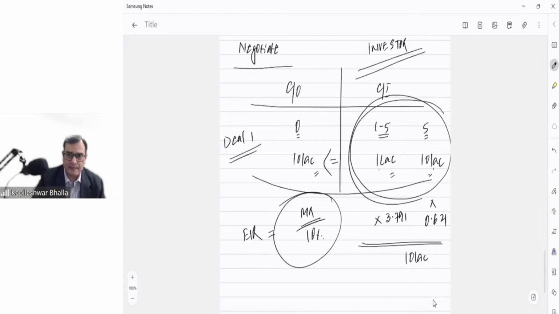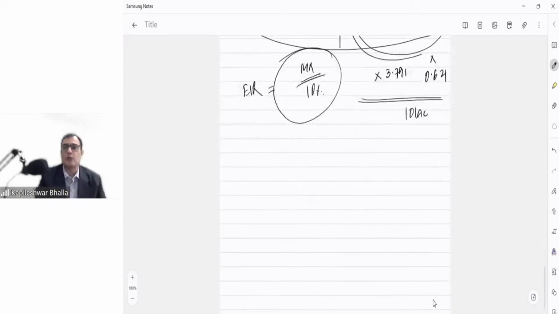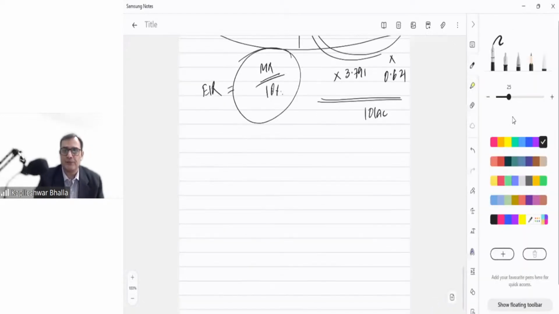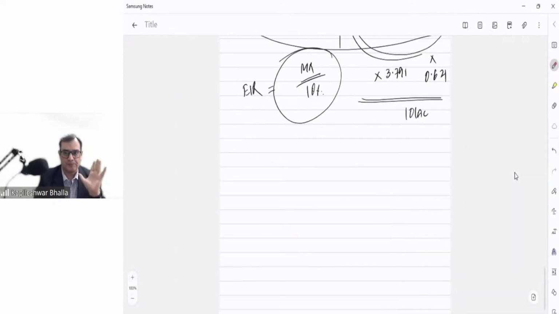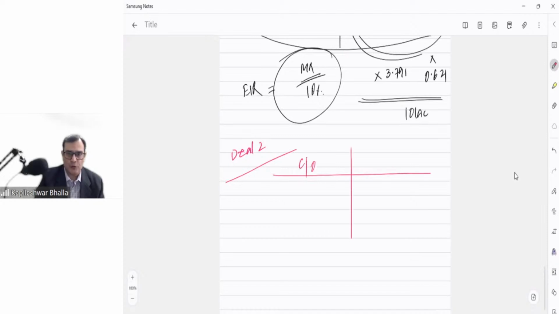So in the second deal, let's again translate all this data in terms of inflows and outflows from the investor's perception. I'm looking at deal number 2. Now, if I look at deal number 2 from the investor's point of view, look at the cash outflows and look at the cash inflows.